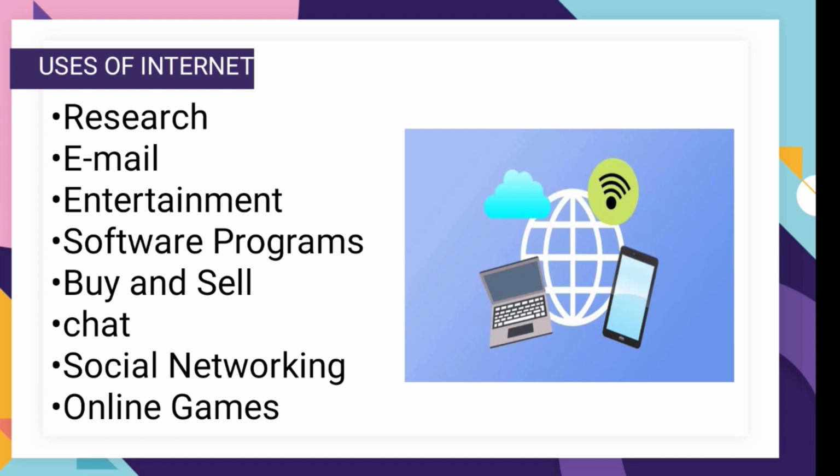Then chat. The chat feature allows you to exchange typed messages with another person on the internet. Next is social networking. You can join social networking groups on the internet to meet people around the world with similar interests, like your friends, family members, right? The last one is online games. On the internet you can play different types of online games.